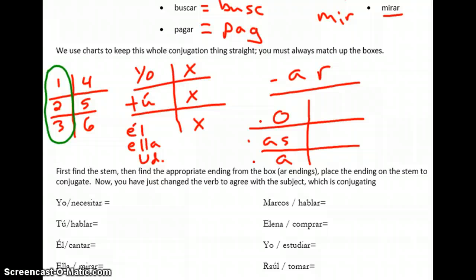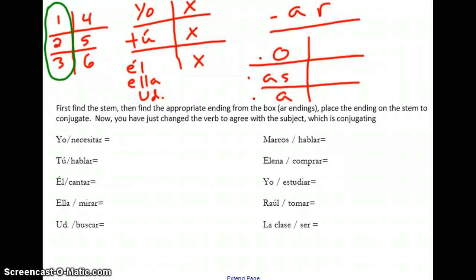Now, let's read what I have written right here. It says, first find the stem, then find the appropriate ending from the box, AR endings. Maybe we should write endings right here.